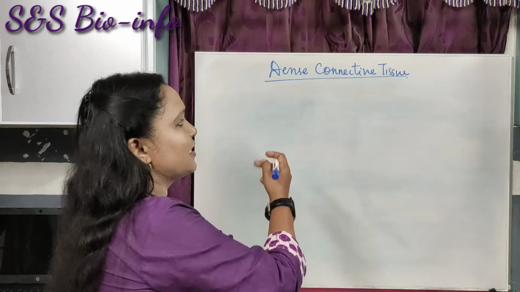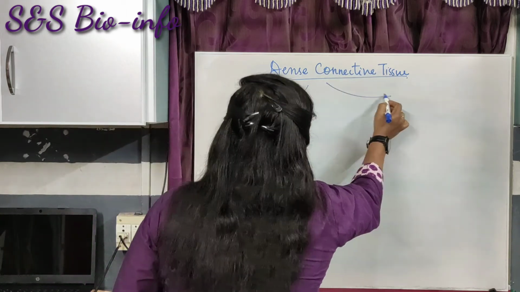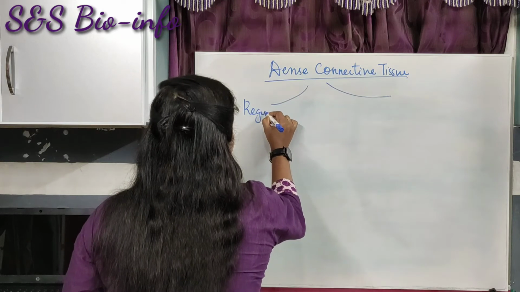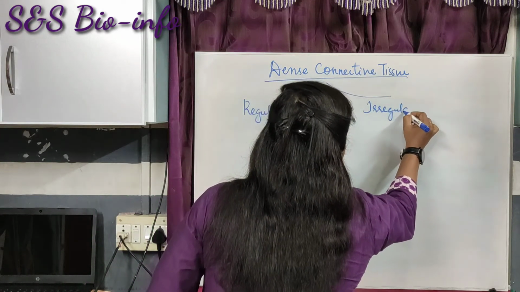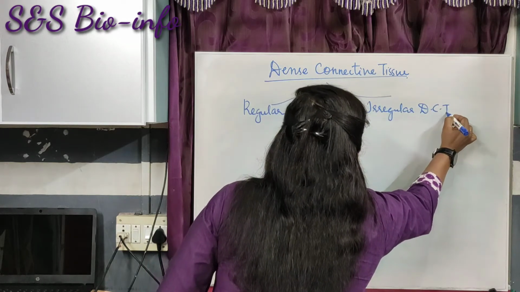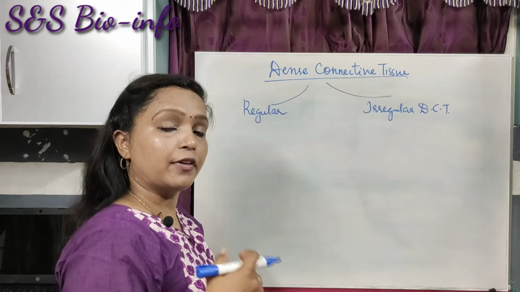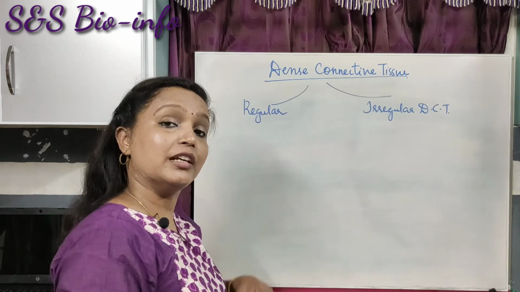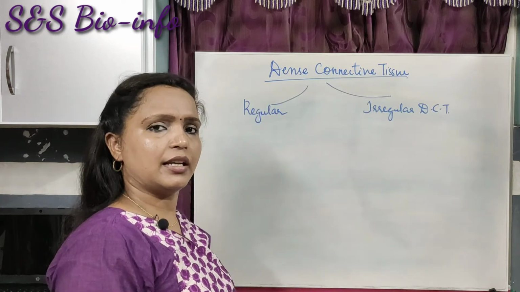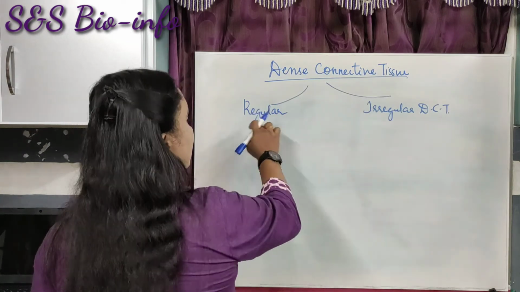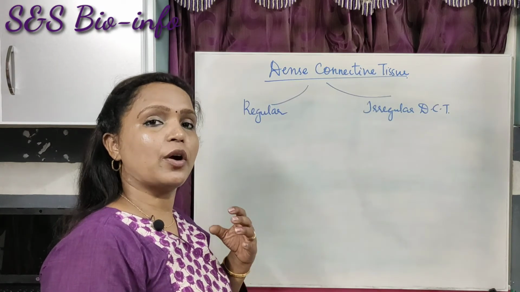Next is the dense connective tissue. It is of two types. Those are regular dense connective tissue and irregular dense connective tissue. In the dense connective tissue, the fibers and fibroblasts are arranged in dense matrix. That's why this connective tissue is known as a dense connective tissue. Dense regular means the fibers and fibroblasts are arranged in a specific orientation.